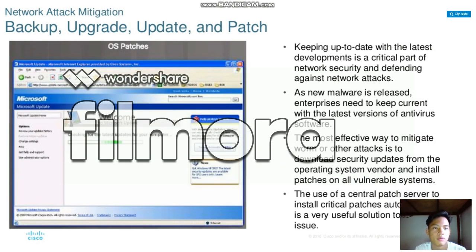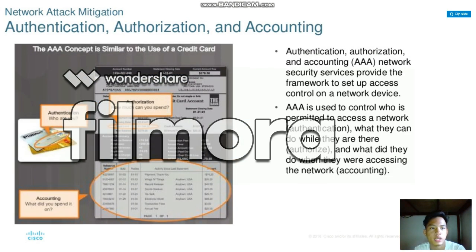So backup, upgrade, update, and patch. Keeping up to date with the latest developments is a critical part of network security and defending against network attacks. Authentication, authorization, and accounting, or AAA, network security services provide a framework to set up access control on a network device.